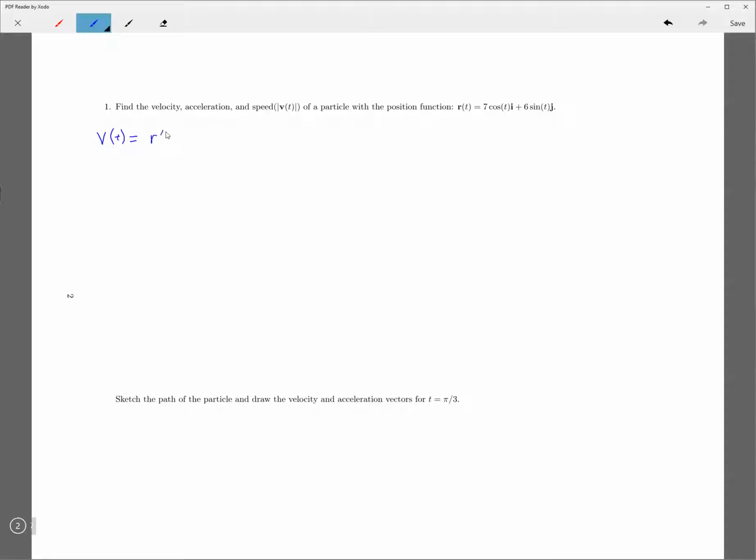-7 sine t. Yes. Plus 6 cosine t. Okay, so this is the -7 sine t in the first component, and 6 cosine t in the second component. So go ahead and put those in with the vector notation. Okay, so that's just taking the derivative.